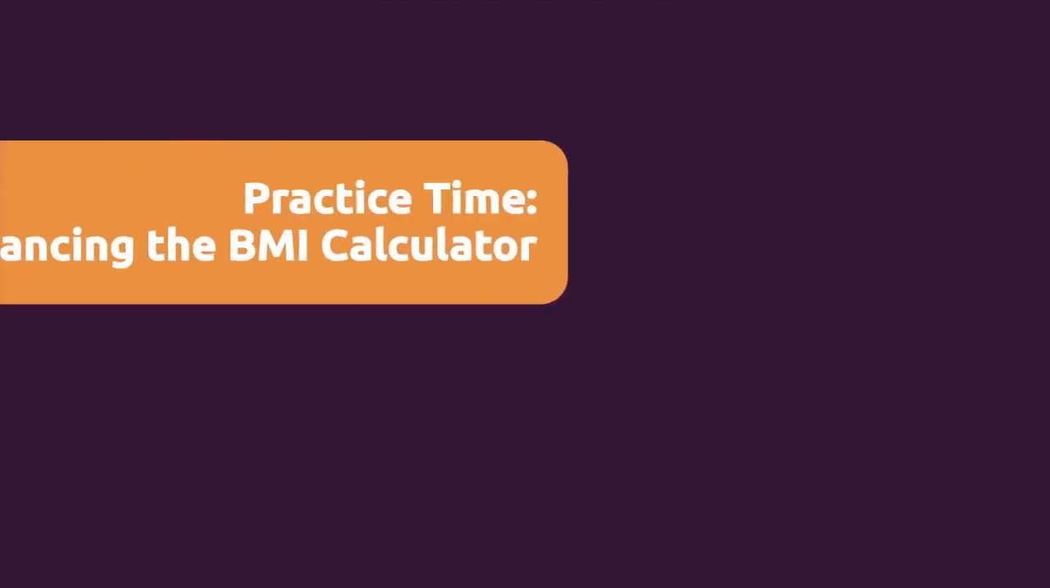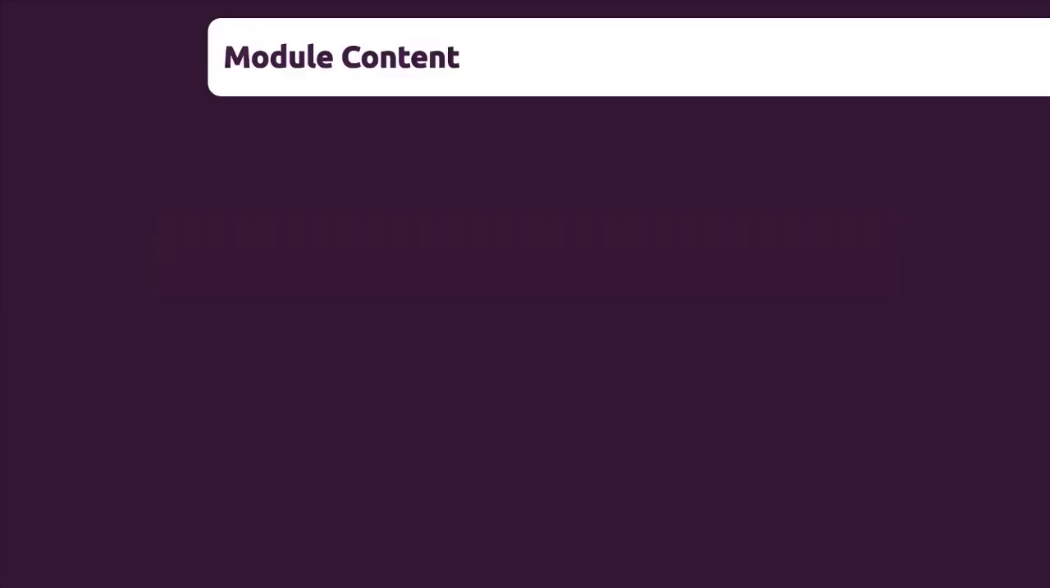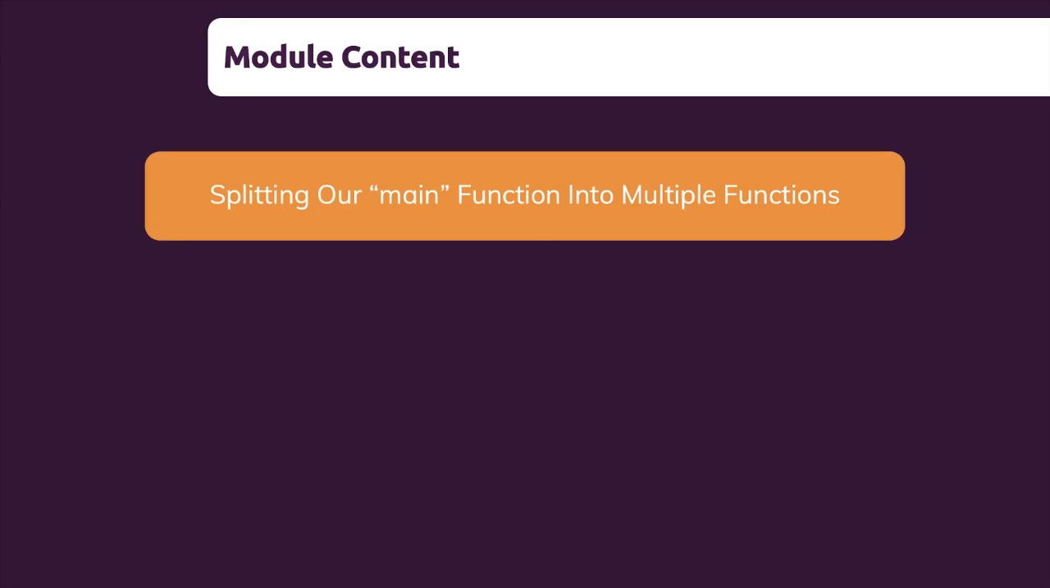We learned about functions, now it's time to again apply what we learned. For this, we'll revisit the BMI calculator we worked on earlier in this course, and we'll apply what we learned to break up the code we have in this BMI calculator and split it into multiple functions, so that in this module we practice how to write custom functions by splitting up that big main function which we have at the moment.